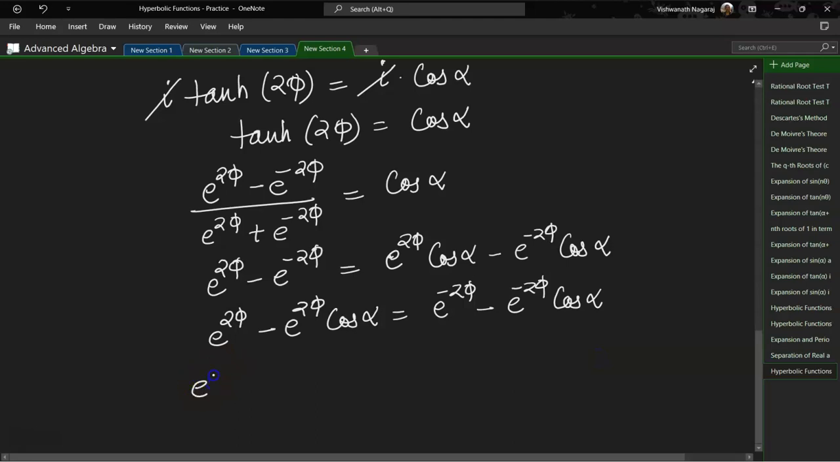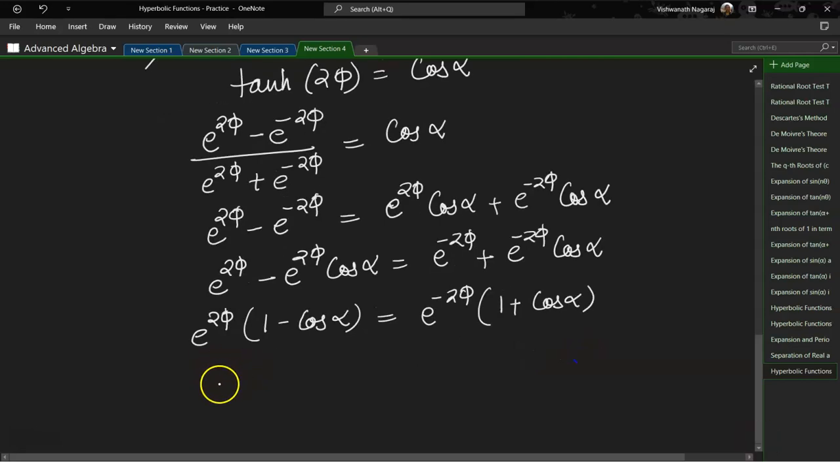Okay, now e to the power of 2 phi is common, so 1 minus cos alpha, and here e to the power of minus 2 phi is common, so we have 1 minus, no, this was plus, this is going to be plus cos alpha. Okay, now let's again bring the exponentials together. e to the power of 2 phi by e to the power of minus 2 phi is equal to, this I brought here, so this I have to take to the other side, so 1 plus cos alpha by 1 minus cos alpha.